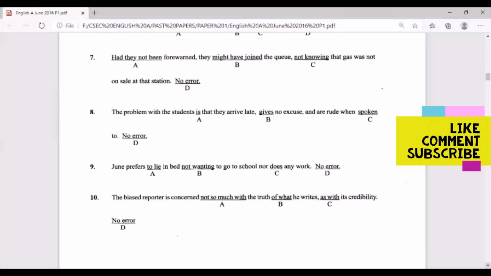No, remember we said the problem is, all right. But the problem now is related to the students, which of course students is plural. So for verbs, we have to make sure we know what verbs go with what subject. So is was for problem, but now we're saying they arrive late. We're also saying they give. So B is our problem because they give no excuse and they are rude. So our gives is the problem. It does not agree with students.